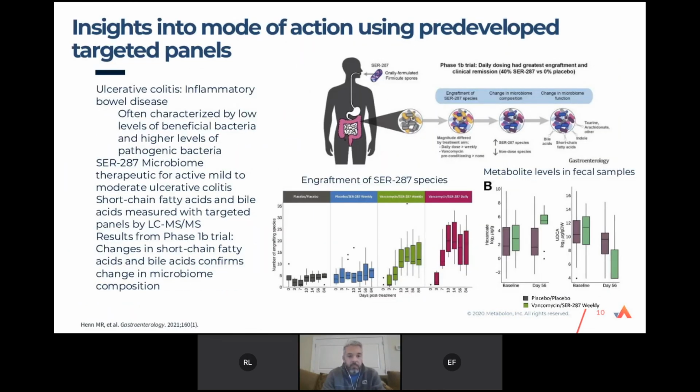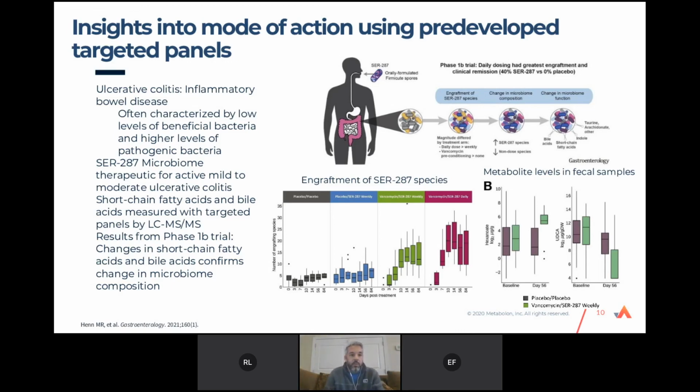All right, now getting into some case studies. I'm going to focus on a few, for the sake of time, that are targeted assays. So switching gears a little bit. This was done with a biotech company, basically using Metabolon's targeted assays, both short-chain fatty acids and bile acids, to gain insights into the mode of action using these pre-developed panels.